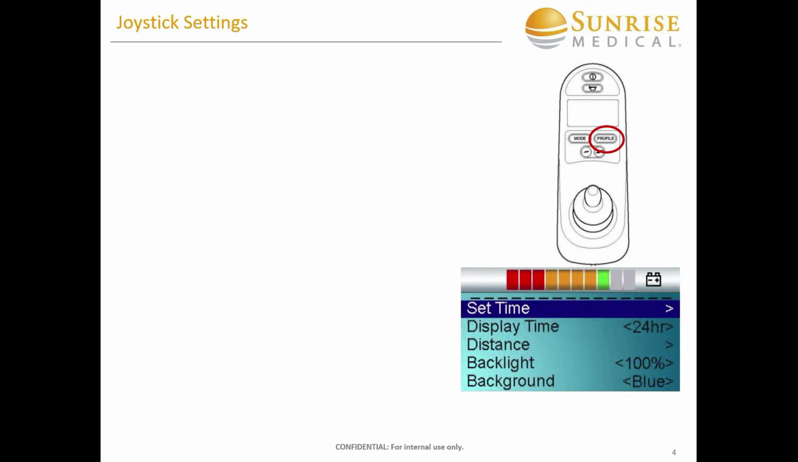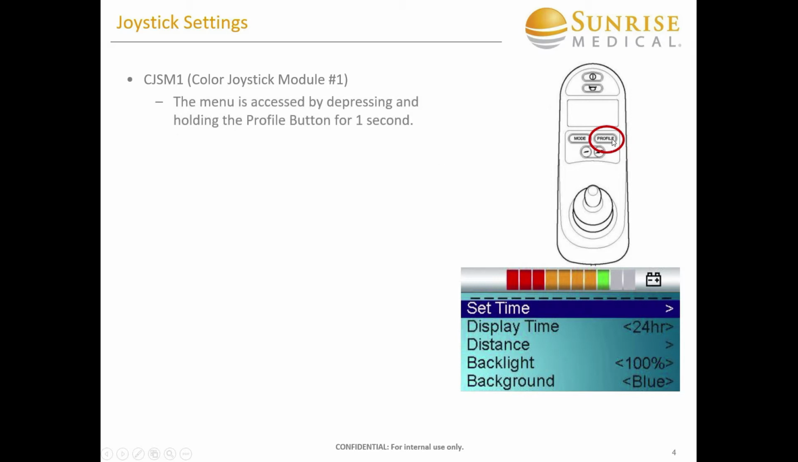Now, the joystick settings are those settings, again, that the user can get into themselves. On the CJSM1, the standard color joystick module that we sell, the way that you enter the joystick settings is you press and hold down the profile button for more than 1 second, and it'll go into the settings menu. You'll get a menu that looks like this at the bottom, where it has such things as setting the time. You can display the time in either a 12-hour or 24-hour format. You can change the distance. This is your trip odometer.